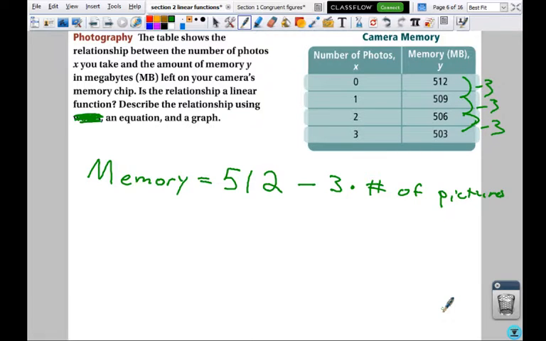So, if we were going to make this into an equation with an x and y, it would be y equals 512 minus 3x. But we're going to start off a little easier and just start writing it with words instead of variables. So, I started at 512, and then I minus 3 times my number of pictures. So when you make the equation, it's always going to be where you start, and then plus or minus how much you change.